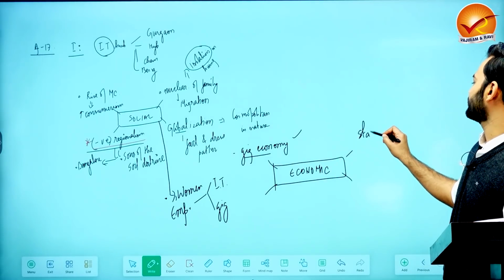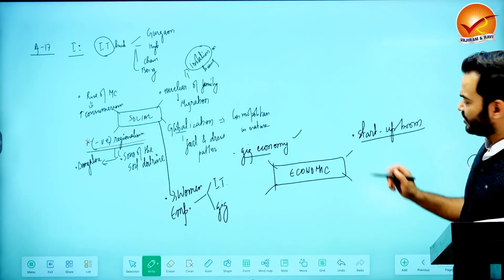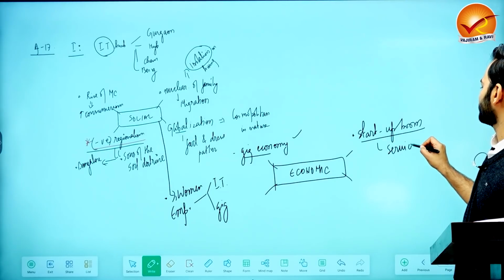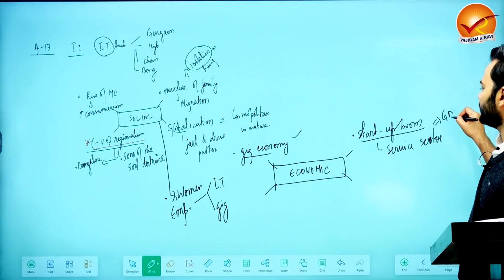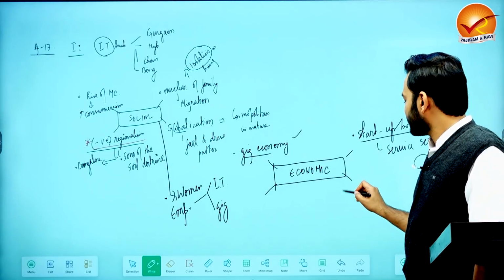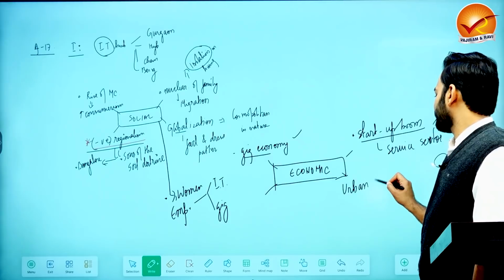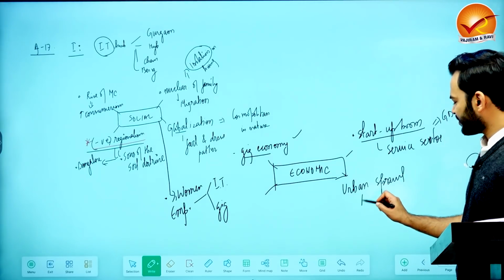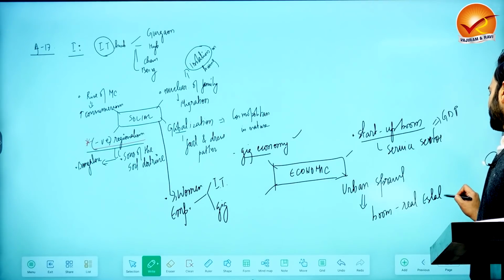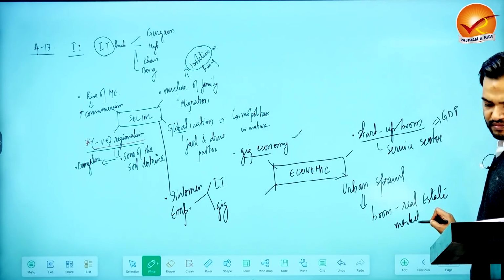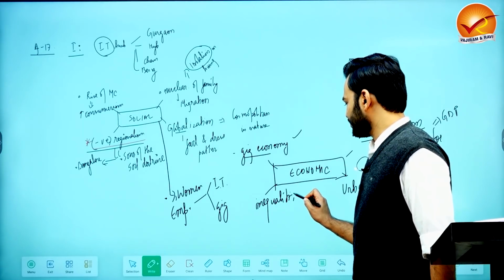Then startup hubs, then startup booms. So the booming service sector, the rise of booming service sector, important contributor to GDP. Then it creates problem of urban sprawl. Urban sprawl leads to booming of real estate market. Real estate market it gets a boom, and there is increase in level of inequalities also.